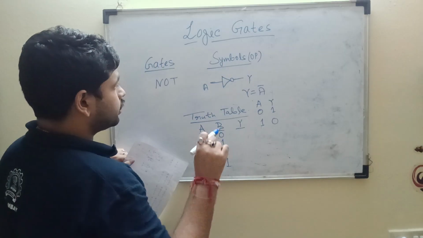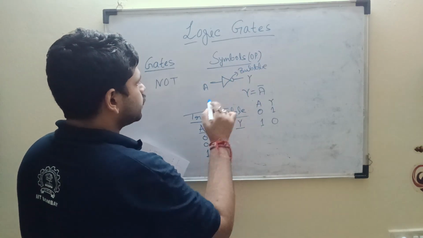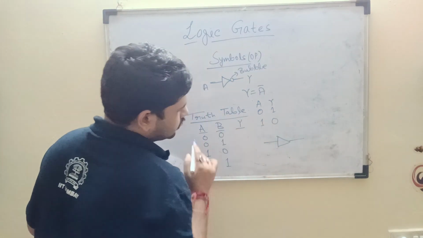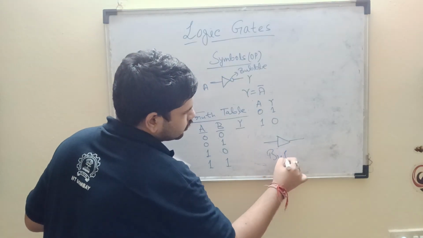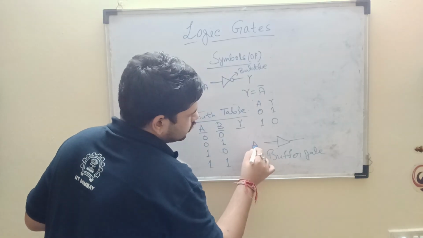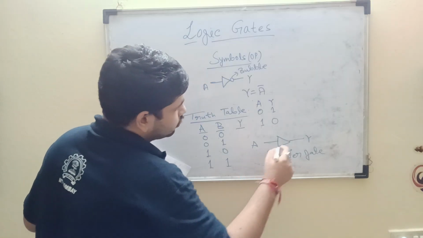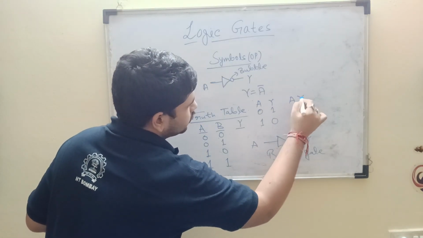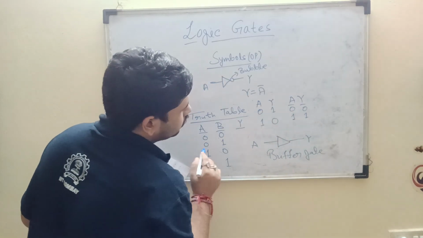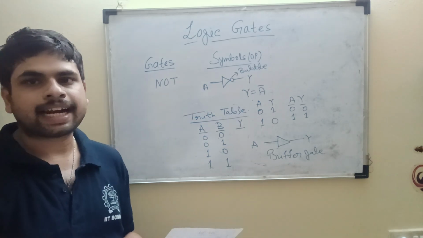And if we remove this bubble, we will get another type of gate like this one. This is called a buffer gate. It is not so important because if we give some input, the output will be the same as the input. So for the buffer gate, the truth table will be 0 0, 1 1. Okay, so the buffer gate is not such an important thing. Next we will go for the universal gates, NAND gate and NOR gate.